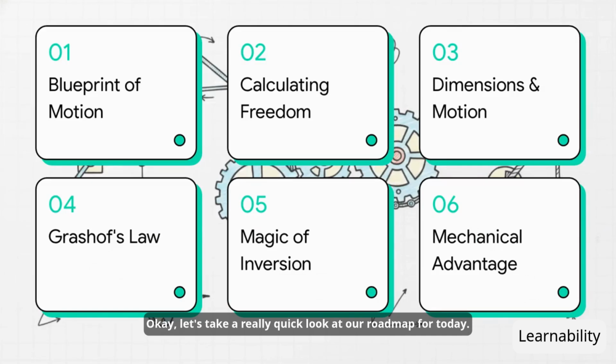Okay, let's take a really quick look at our roadmap for today. We'll be covering the blueprint of motion, calculating freedom to move, dimensions and motion characteristics, Grashoff's law of rotation, the magic of inversion, and finally, maximizing mechanical advantage. Let's just jump right in, shall we?